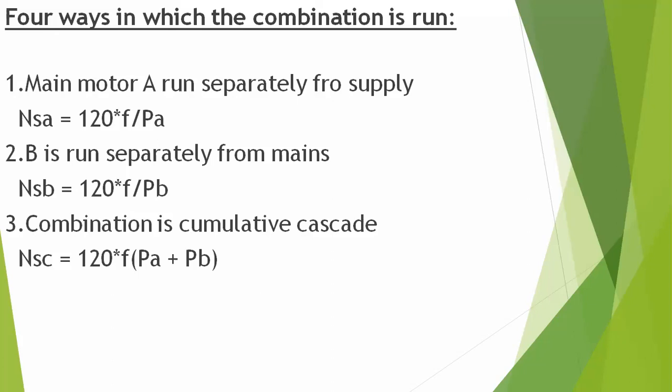The second combination is that the auxiliary motor B is run separately from the mains. That is, motor A is disconnected from the supply mains, so that it is possible to run motor B separately. In that case, the synchronous speed NSB is equal to 120 F by PB, where PB is the number of stator poles of motor B.